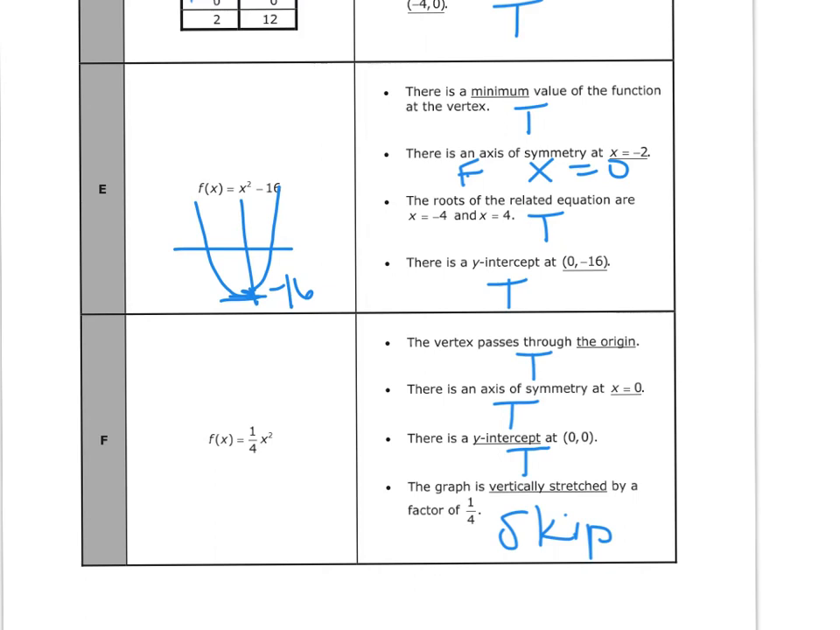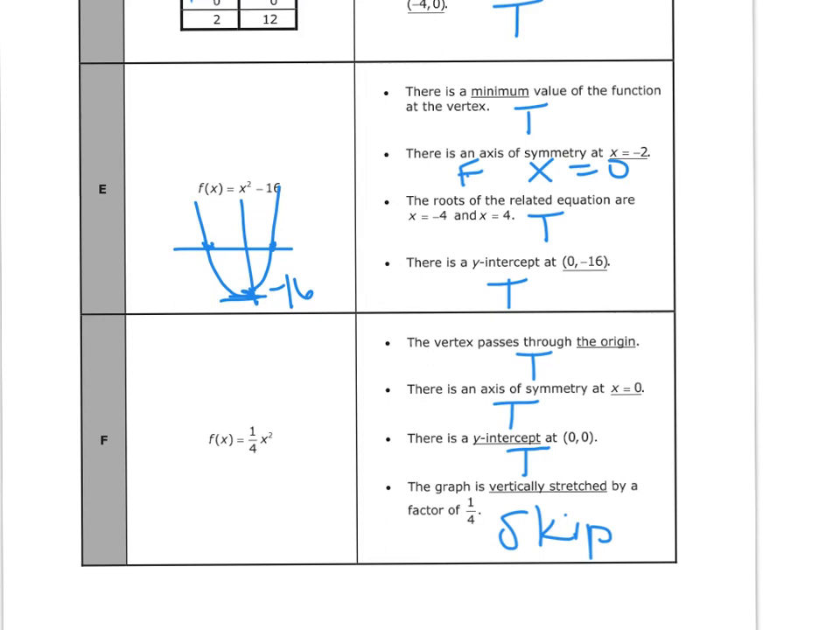The next one, the roots of the related equation are x equals -4 and x equals 4. And you will see that if you look at the graph or you look at the table. You've got those two ordered pairs. And there is a y-intercept of 0, -16, and that is true, as you can see there.